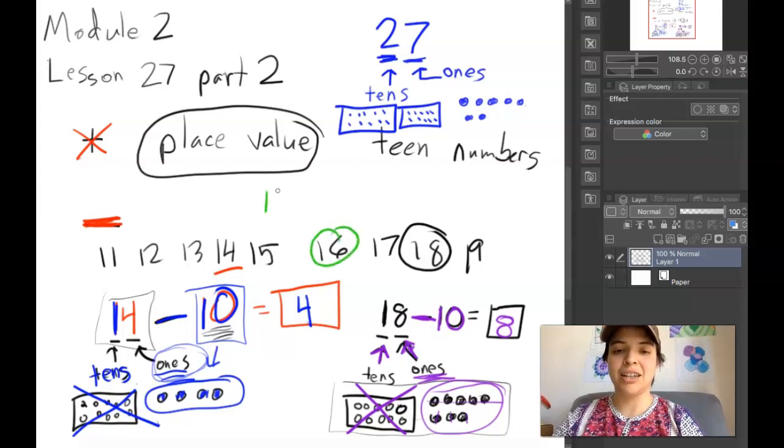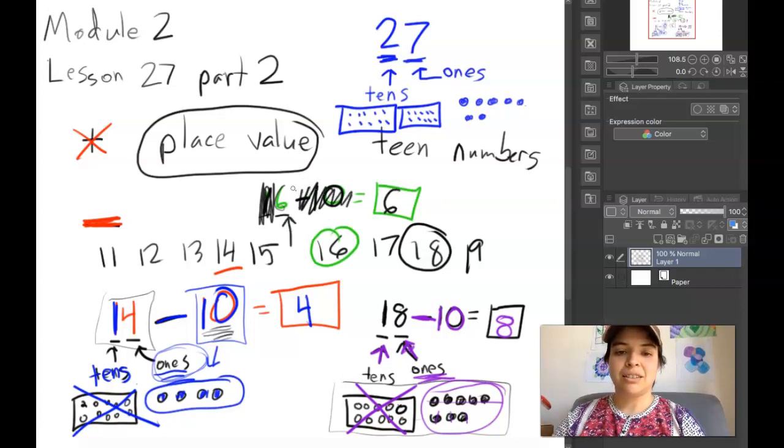If we did it with 16, and it was 16 minus 10 equals a number, well, I know I am going to be subtracting, I'm minusing, I am taking away 10. And I know that this is the tens place in the number 16. So I know this is going to be gone because I am taking it away. And all that's left is 6. 16 minus 10 is 6. Anytime you have a teen number and you take away 10, all that you'll be left with is the ones. Okay?